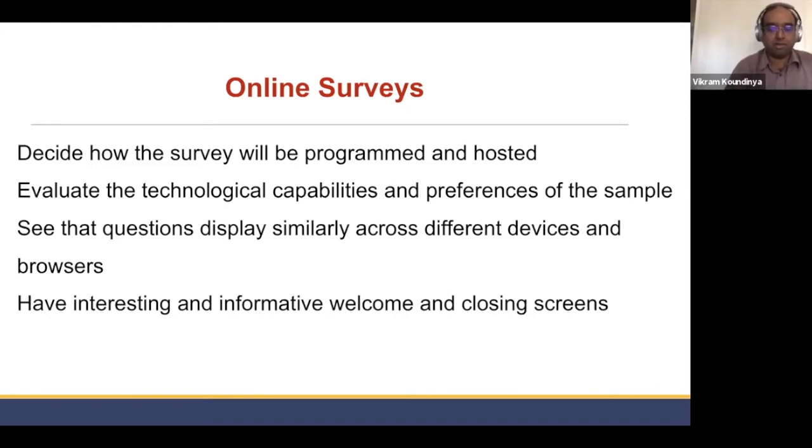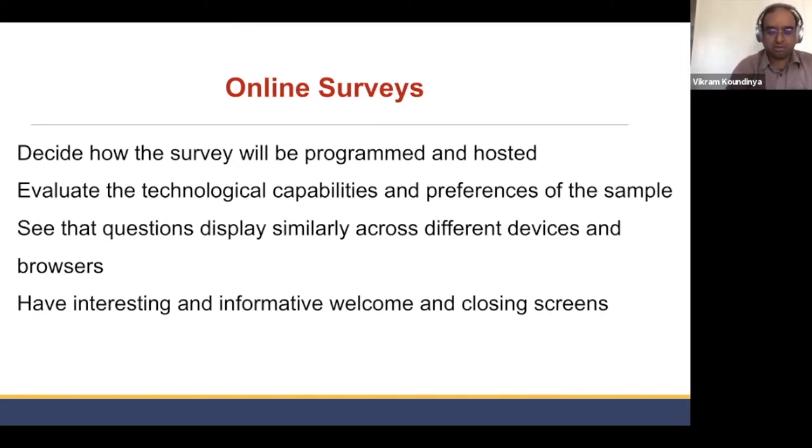That's really important. And then have interesting and informative welcome and closing screens. What I usually do with a welcome screen, the first page of the survey, is to very clearly state the purpose of the study and how the results will be used. It is very important to indicate that right up front. And also don't forget to give your contact information for people to reach out for anything. That is very important.